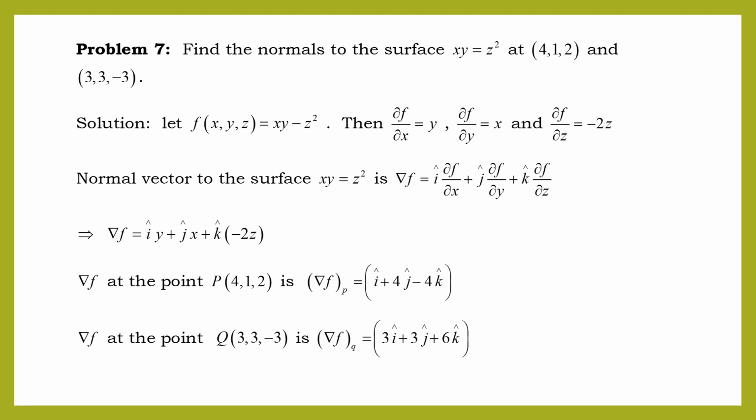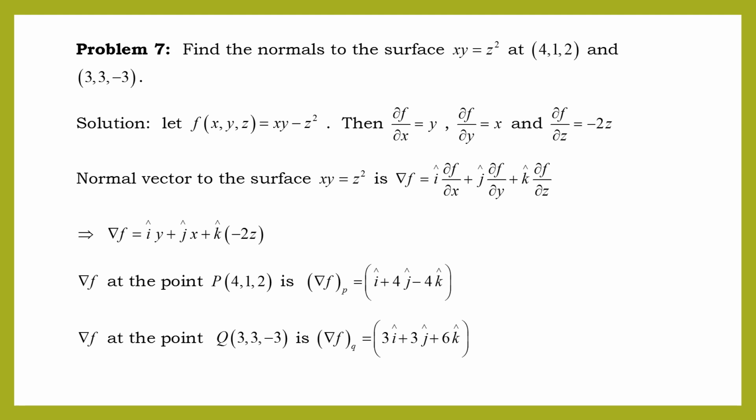But we are given 2 points, say P = (4, 1, 2) and Q = (3, 3, −3). Now we have to find the gradient of f, which is nothing but the normal to the given surface at the point P (4, 1, 2). To do this, we have to substitute x = 4, y = 1 and z = 2 in ∇f.